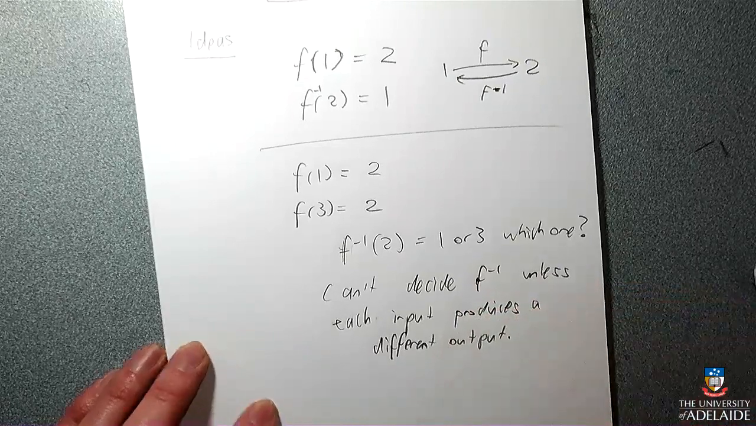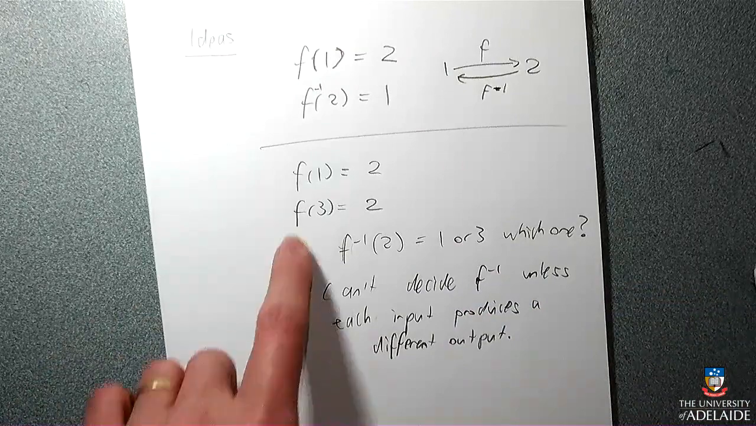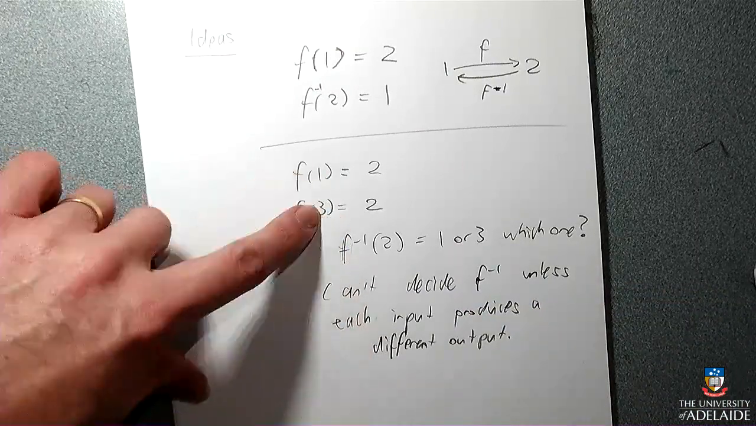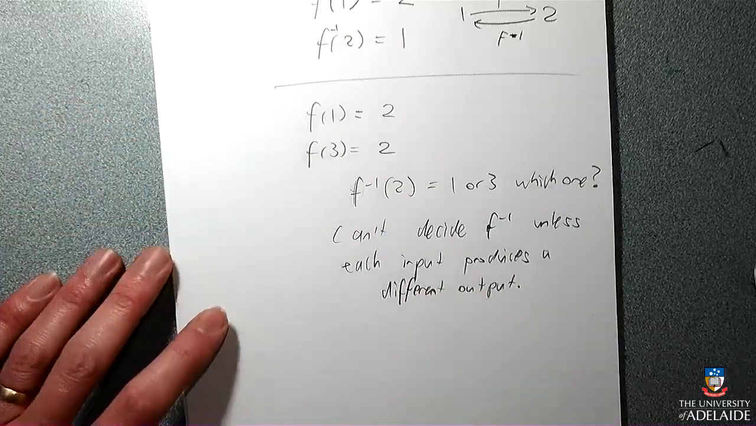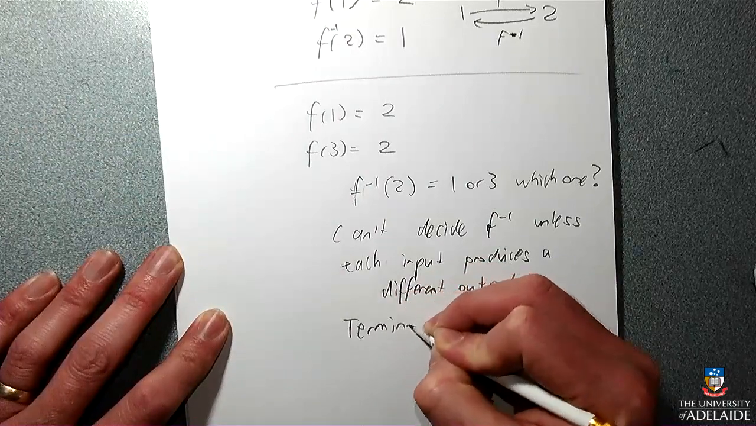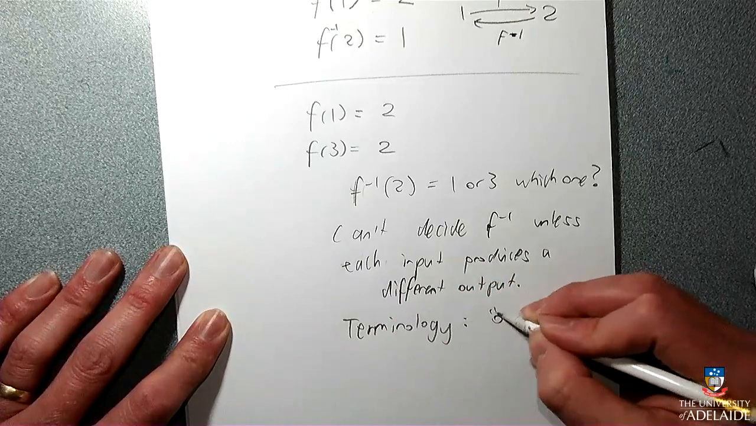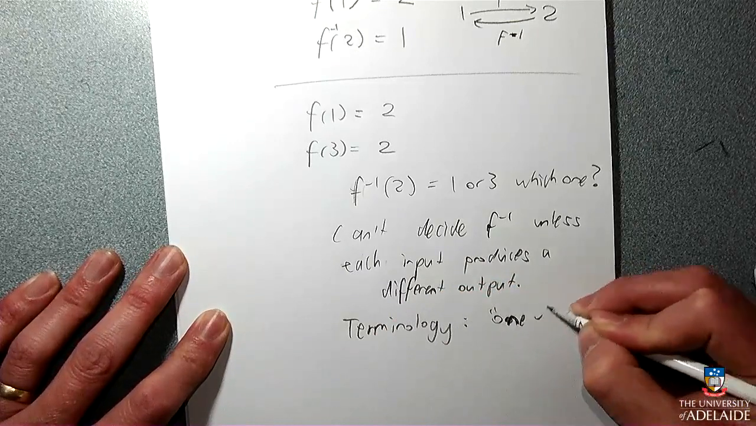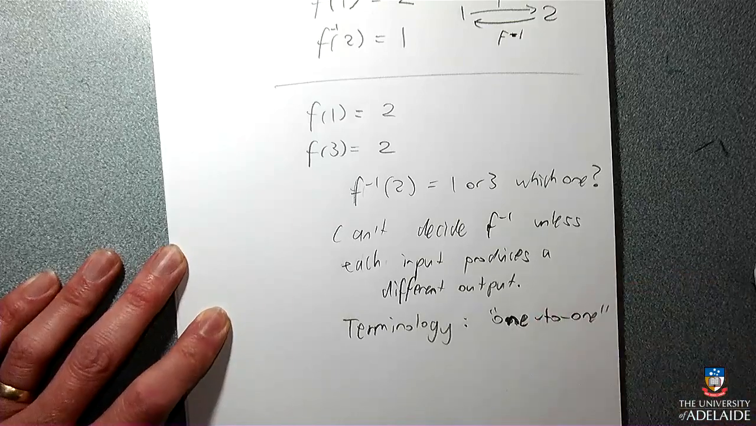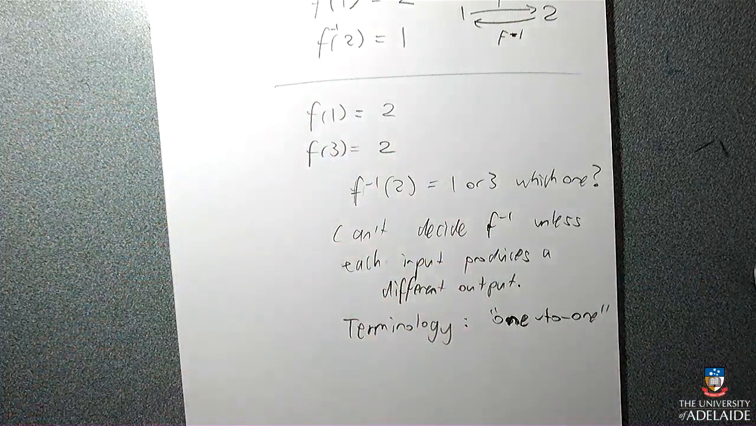Okay, and that is called being one-to-one. So when I talk about a function being one-to-one, it means that every different input has to produce a different output. So the terminology for that is 1-to-1. So this function has at least 2-to-1. I've got two inputs producing one output. So it's not 1-to-1.